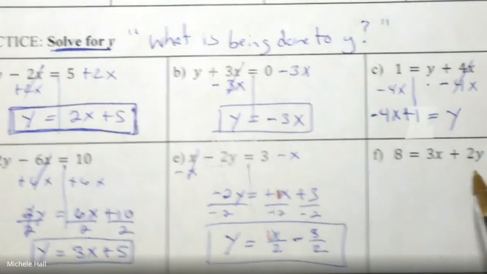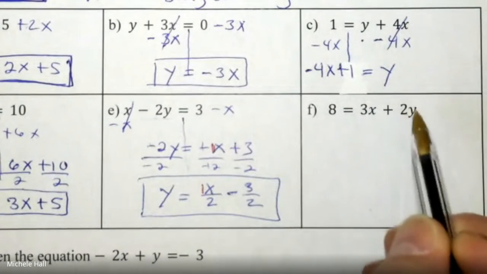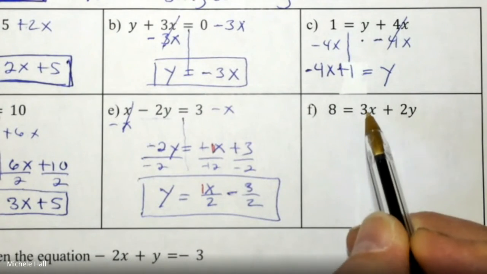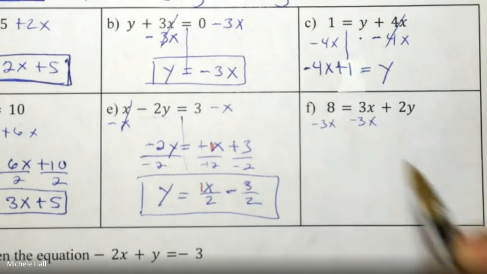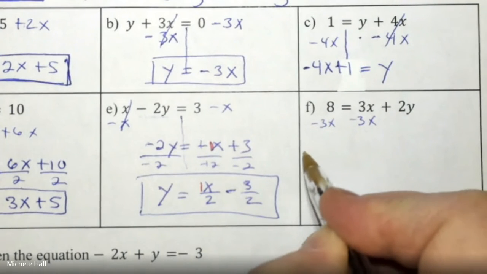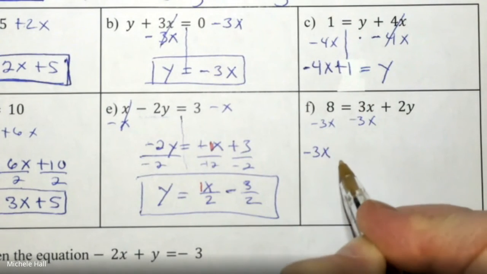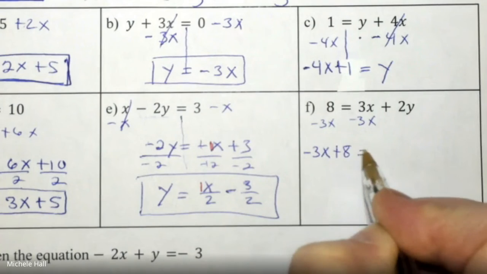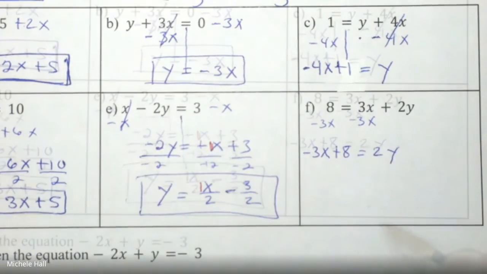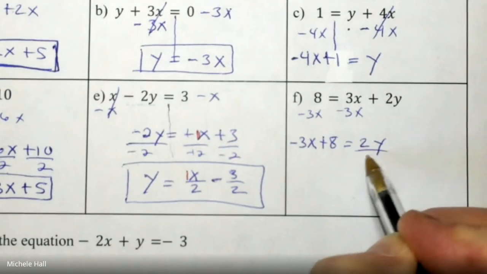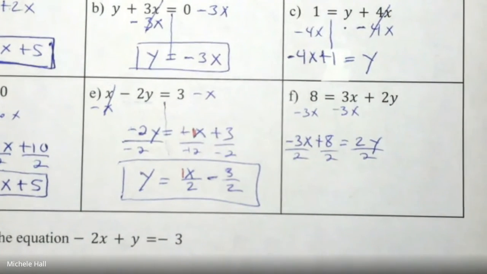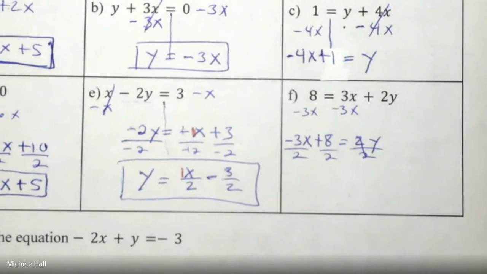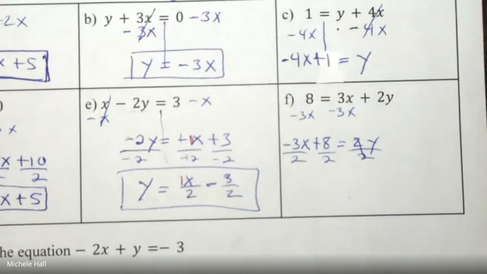All right, here's my y. I'm zooming in on it. There's my y. I'm going to undo the 3x first. So I'm going to subtract 3x, subtract 3x, put my x first, negative 3x. It's a positive 8 equals 2y. All right, my last step is to divide everything by 2. Every single thing has to be divided by 2. I can see 2 divided by 2 is 1. That cancels to give me my y.